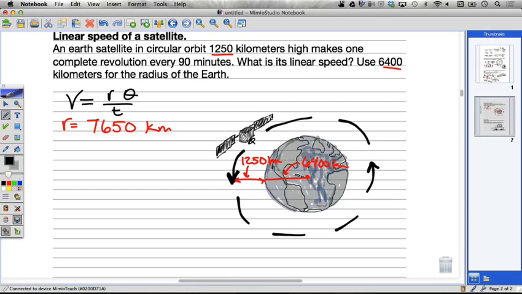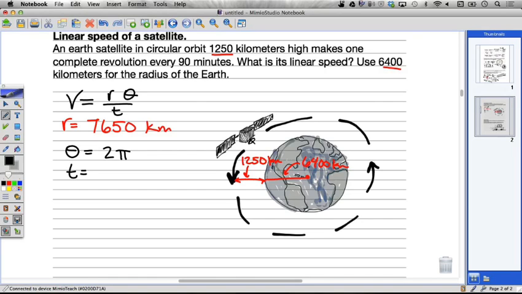Make sense so far? Once we get through this problem, we have to figure out what we have. We've got r, boom, easy. What's theta? And what's time? 2 pi. It's a full rotation. That's 2 pi. It makes a full rotation at 2 pi.